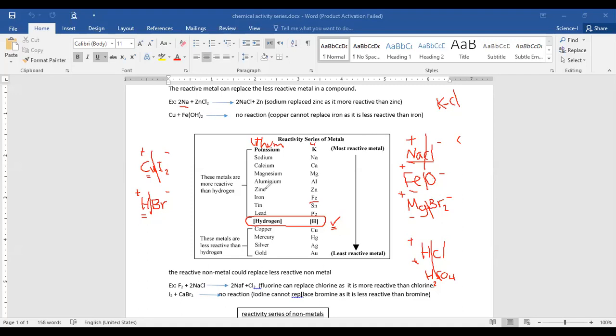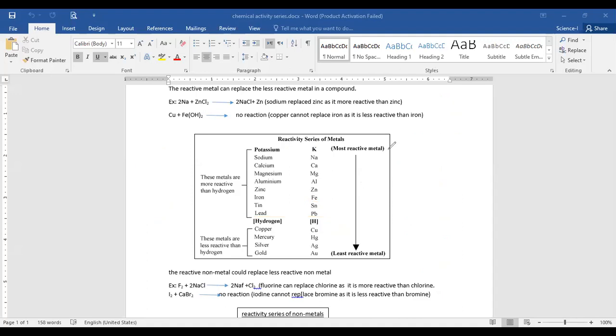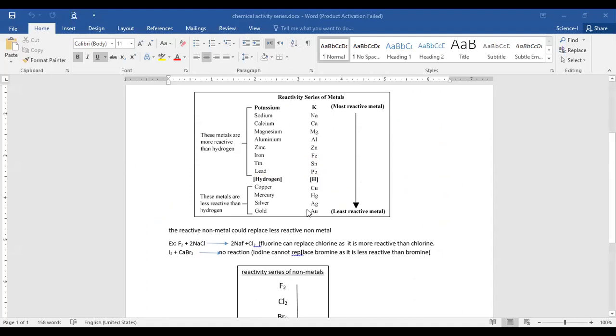So any other question regarding this part, guys, or is it clear? Yes. So back to the question of Nano, she asks about non-metals.